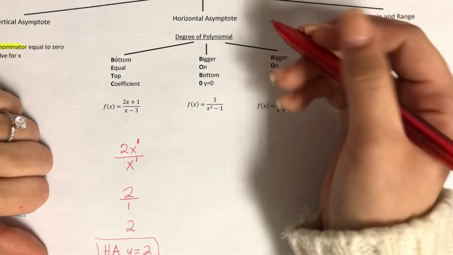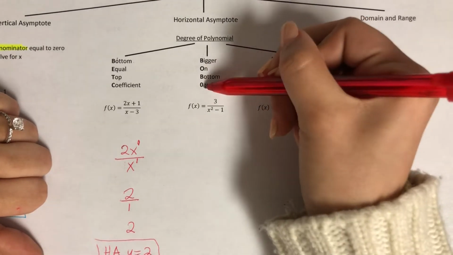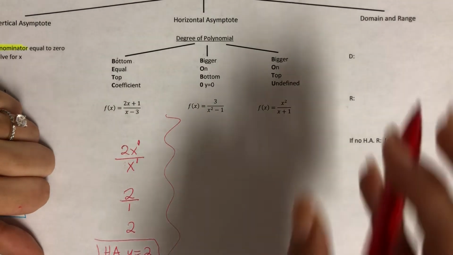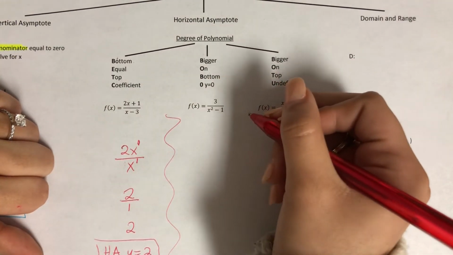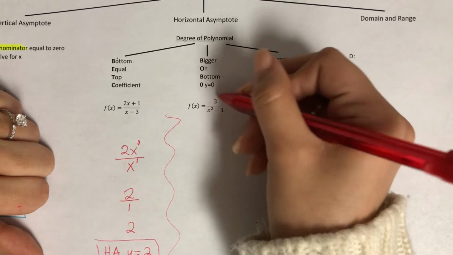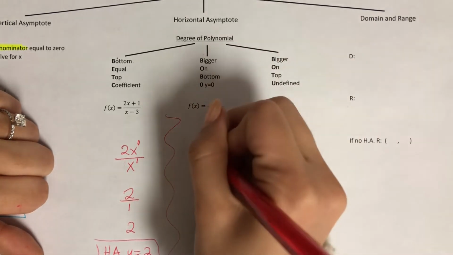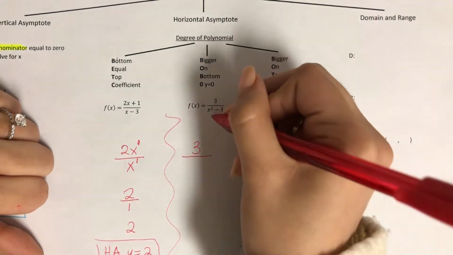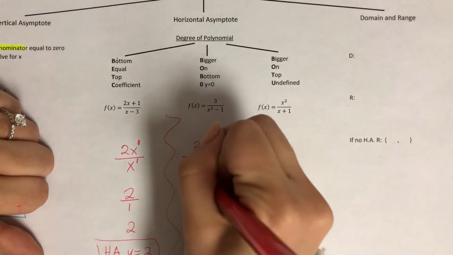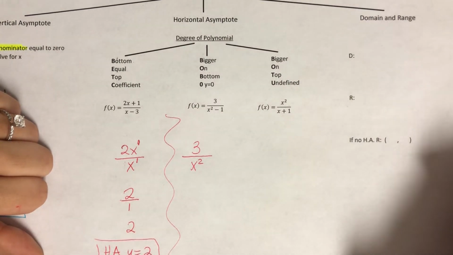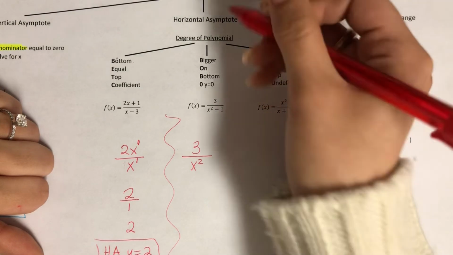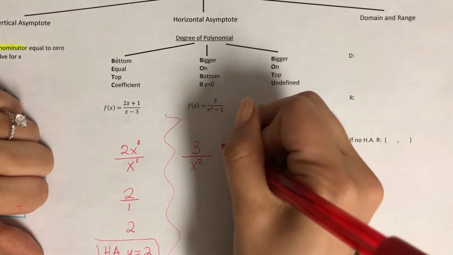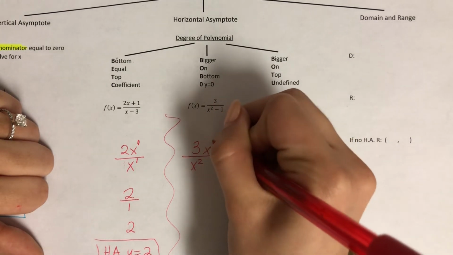Let's move on to Bobo. Bigger on bottom, it's going to be a 0. So let's just kind of separate it. Our leading variable on the numerator on top, there is none, but we're going to write that 3. There's no x on top, right? And in the denominator, we have x squared. So the degree for the numerator is 0. We don't have an x, so it's like putting x to the 0 power.